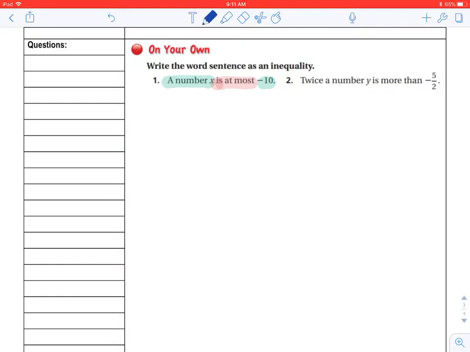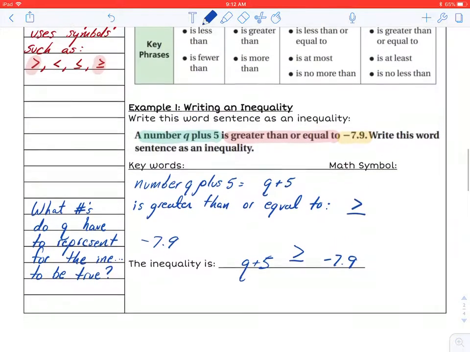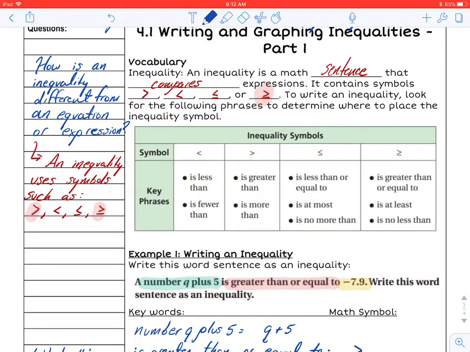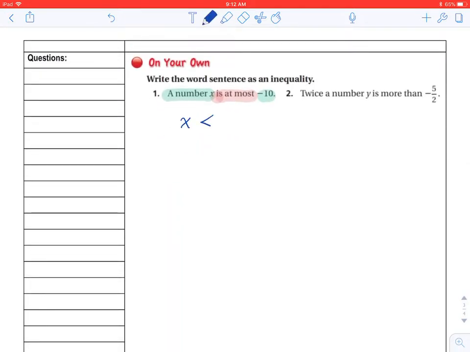And then after that, you just want to bring down the expressions. So a number x, just x, is at most. I don't know what that's going to look like, so I'm going to look up over here on the graph. So make sure that you're using this graph on the first page to see what the comparison symbol looks like. So I can see that is at most is right here. So is at most looks like this symbol, a less than or equal to symbol. So that's what I'm going to put down here. So is at most looks like this, less than or equal to -10. And so that is writing the word sentence as an inequality.